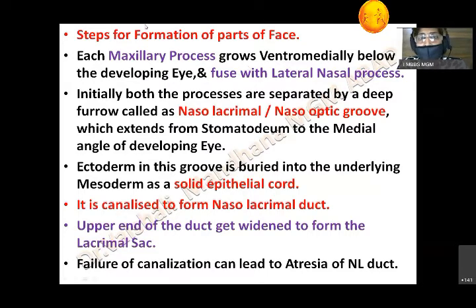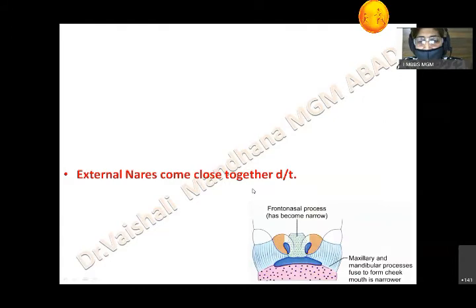So what are the steps up till now? Just the maxillary process is fusing with the lateral nasal process. Initially, there is a groove on the lateral aspect of the nose, extending from the lateral angle of the stomatodium up to the medial angle of the eye. And later on, there is solid cord formation which gets canalized to form the nasolacrimal duct. So up till now, the maxillary process has just fused with the lateral nasal process, isn't it?